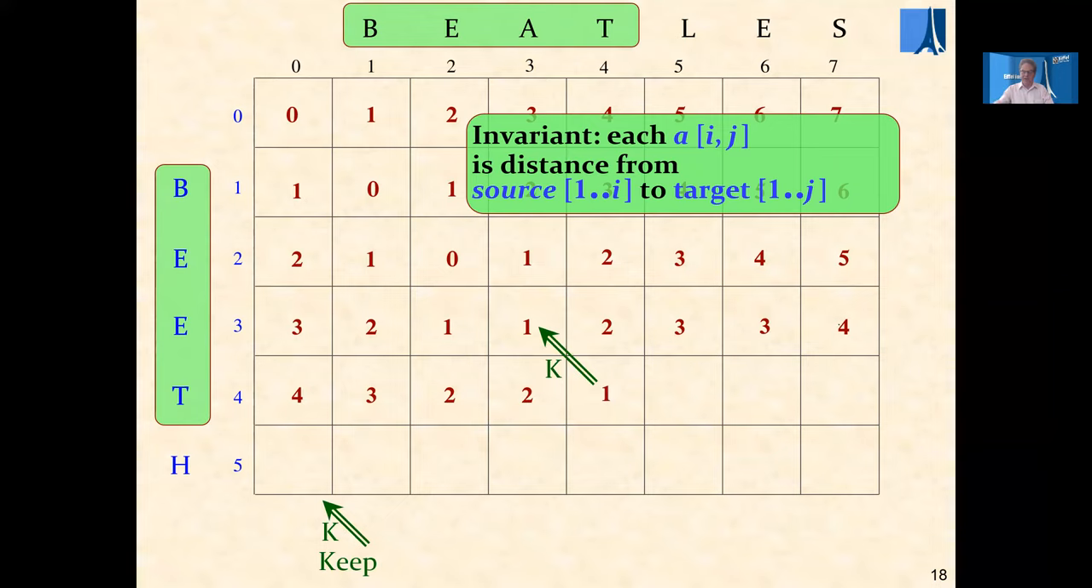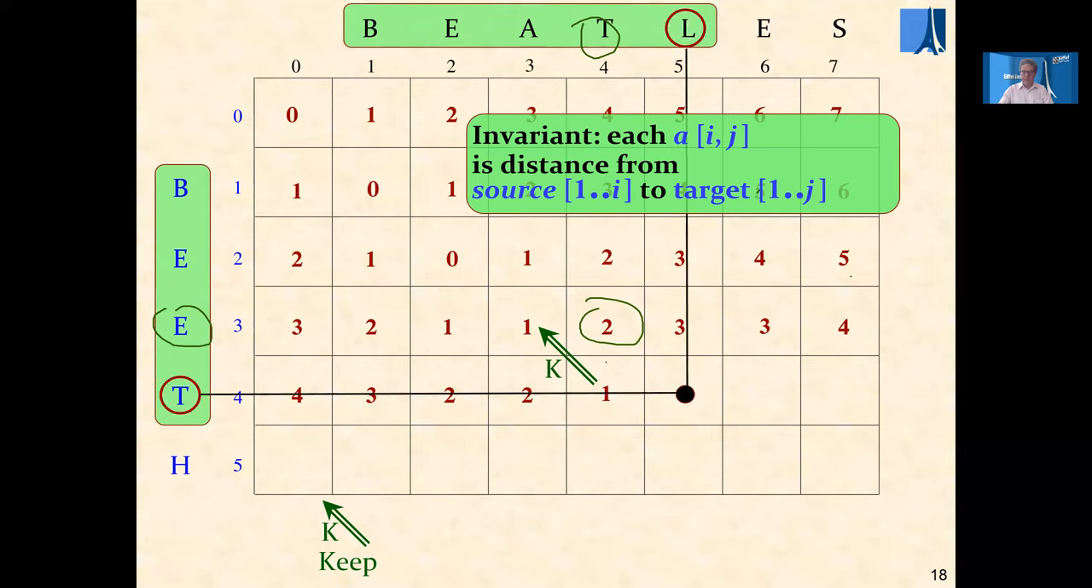Now let's look at the next case in which the values were different. Of course, this is the core of the algorithm. And we know, for example, that we can go from BEE to BEAT in two operations, and so on. So how do we go from BEET to BEATL? Well, there are three ways we could go there.